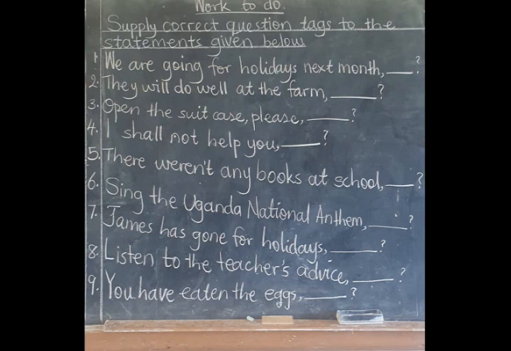Therefore, having looked at those examples, we want to see whether we can apply what we have learned with this activity. Supply correct question tags to the statements given below. Number 1, we are going for holidays next month, comma, dash, question mark. It has been given to you just to fill in that gap, because you were supposed to punctuate correctly. But now we have punctuated for you. You just fill in the correct question tag. They will do well at the farm.